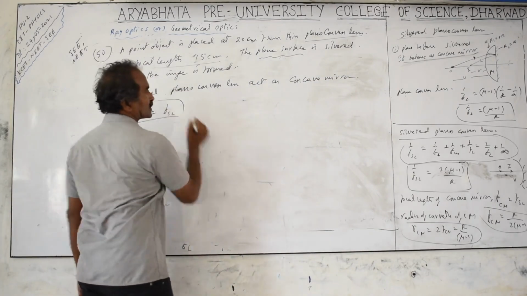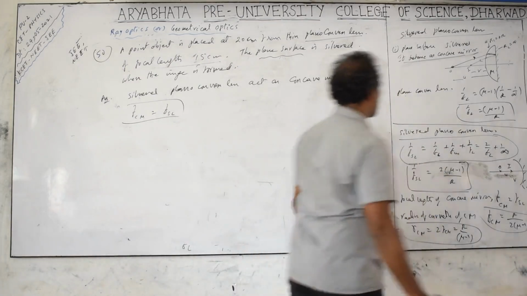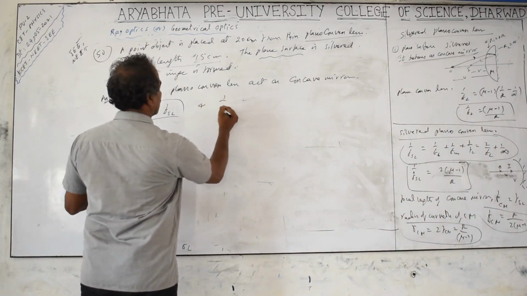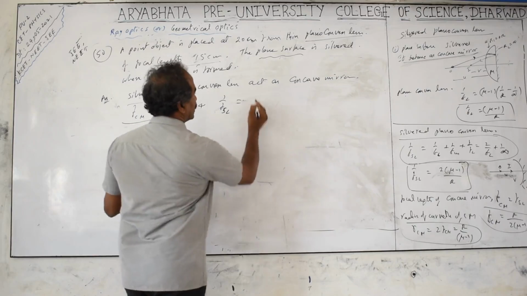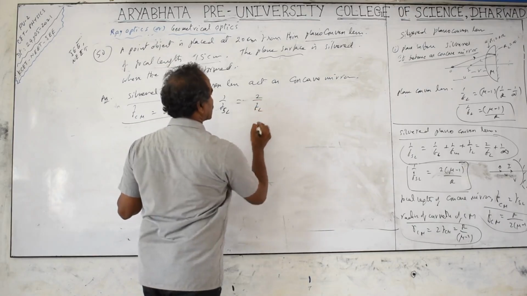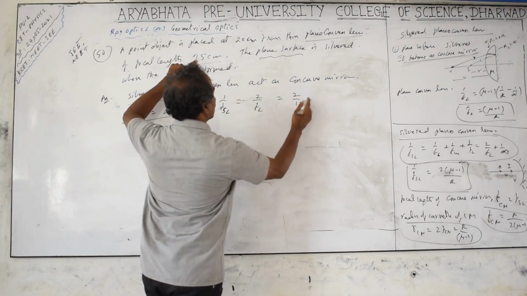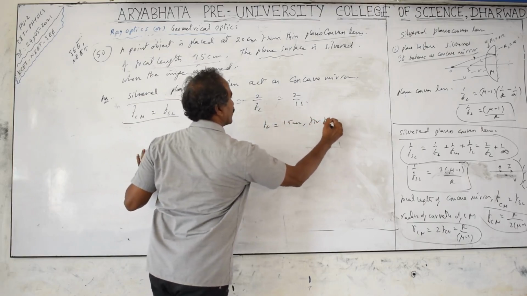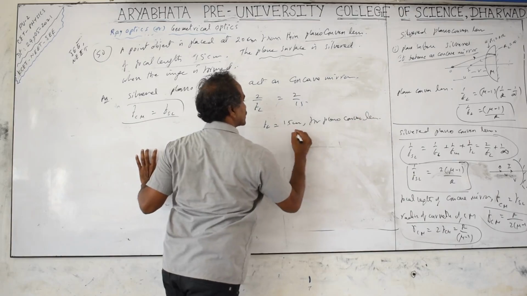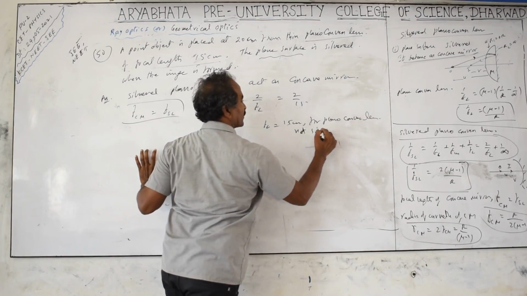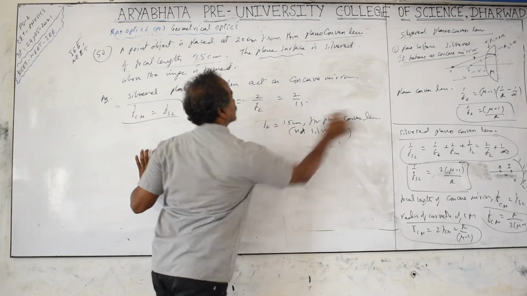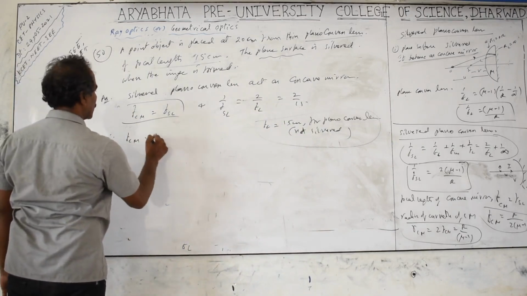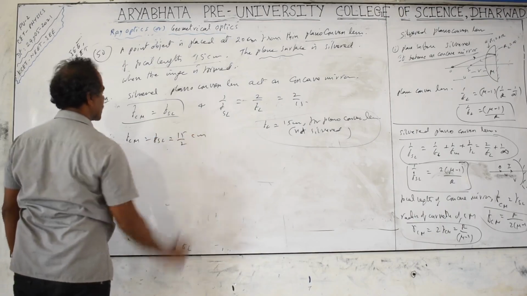What is the focal length of the silvered lens? 1 by f of the silvered lens is equal to 2 by the focal length of the plano-convex lens, so 1 by f silvered lens is equal to 2 by 15. The focal length of 15 centimeters is for the plano-convex lens before silvering. So the focal length of the silvered lens becomes 15 by 2, which is 7.5 centimeters. Therefore the focal length of the concave mirror equals the focal length of the silvered lens, 15 by 2, that is 7.5 centimeters.